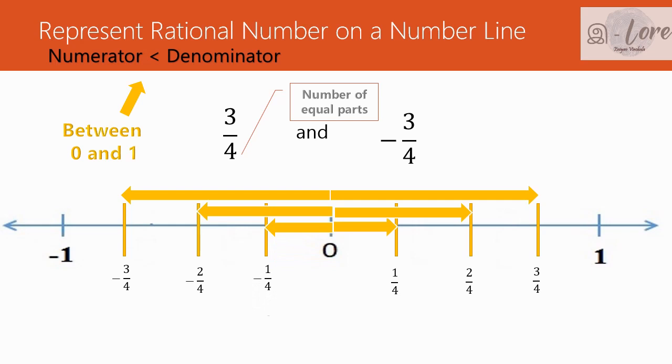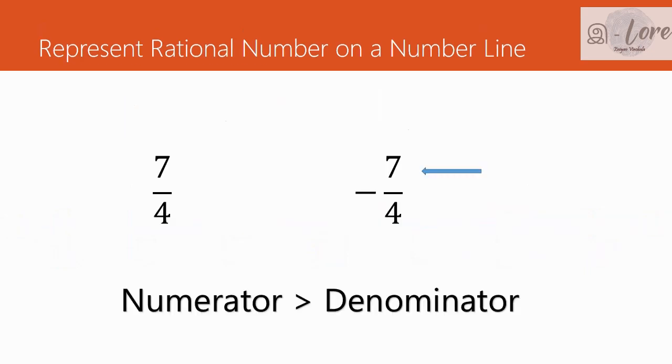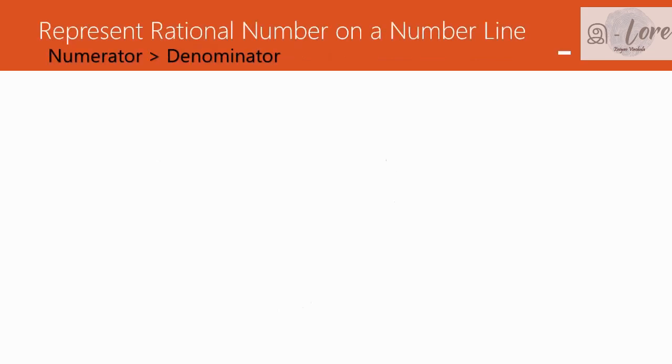You don't need to mention all the points here, because the question asks only for 3 by 4 and minus 3 by 4. Just represent only the given numbers. No need to represent all the other points. Okay, now we are going to take the next example, 7 by 4 and minus 7 by 4, where the numerator is greater than the denominator.